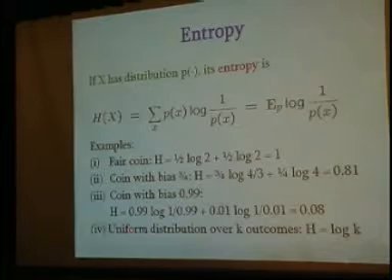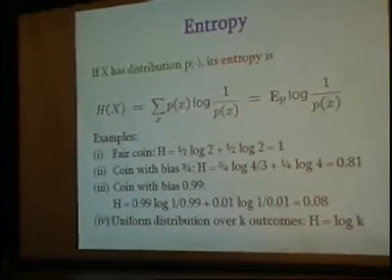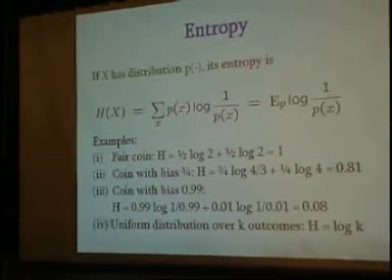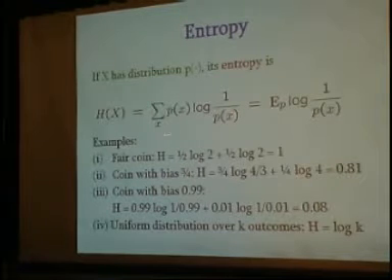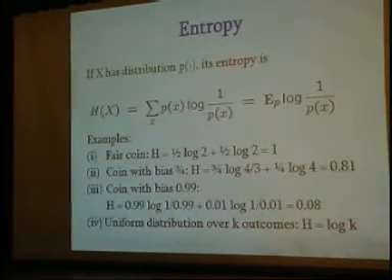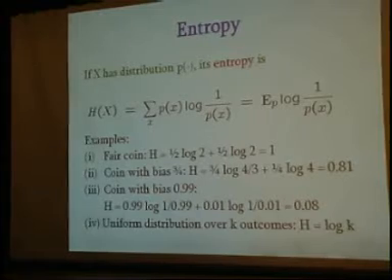Okay, and finally, let's check a uniform distribution over k outcomes. If it's a uniform distribution, all these probabilities are 1 over k. So we get 1 over k log k, and now we sum it over k things, so the answer is log k. Okay? So in these basic cases, this is doing the right thing.